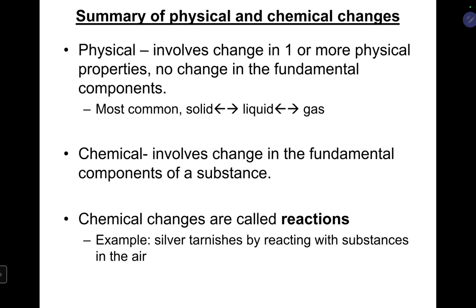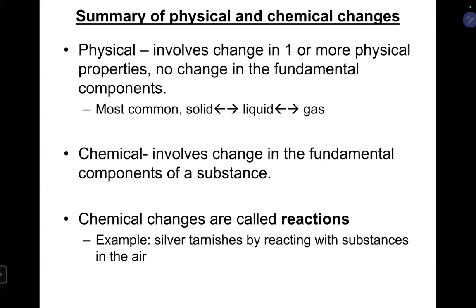So a summary of physical and chemical changes. Once again, physical involves one or more physical properties, with no changes to the fundamental substance. Again, the most common physical changes we see a lot in chemistry are the phase transitions, going from solid to liquid to gas and back and forth between those. A chemical change, again, does involve some type of change to the fundamental component that was there. And the key part of that, like I said, is you cannot really get it back through any type of physical means. As I said, chemical changes are what are referred to as chemical reactions.